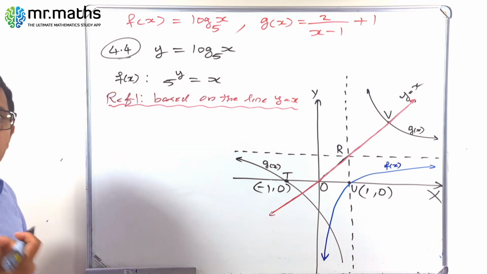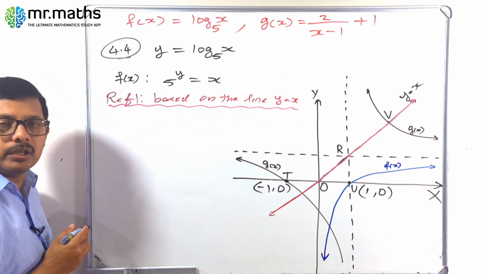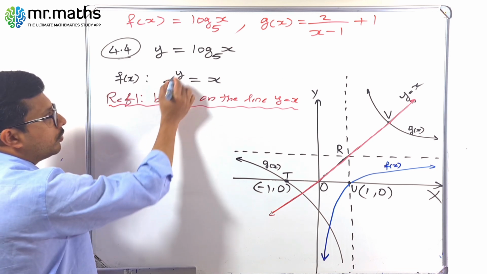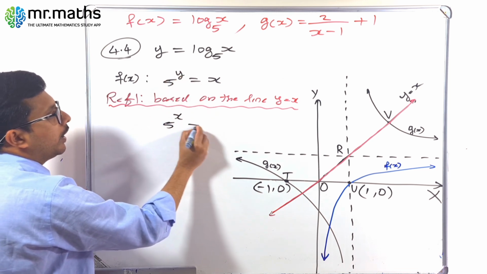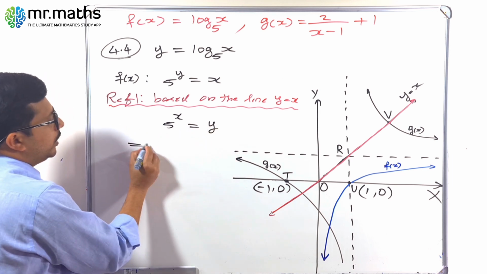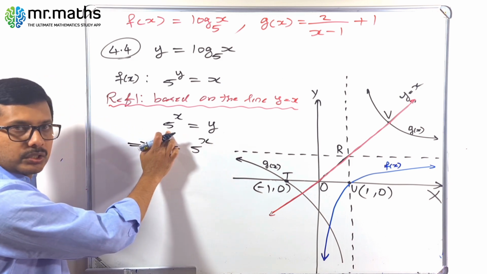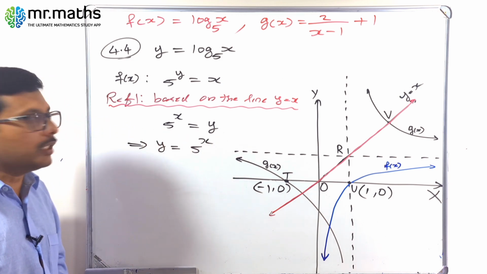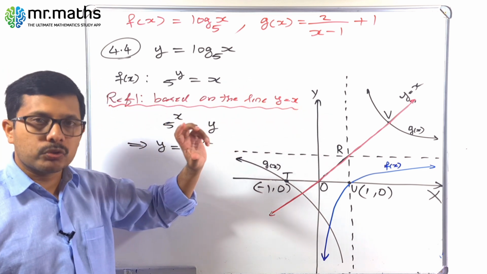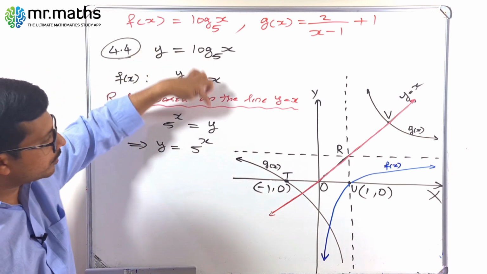To find the reflection based on the line y is equal to x, what you have to do is swap x and y. So this y becomes x and x becomes y. Okay, so now it implies that y is equal to 5 raised to x. So try to remember like this: if the reflection is based on the line y is equal to x, you just swap x and y. So this y becomes x and this x becomes y.